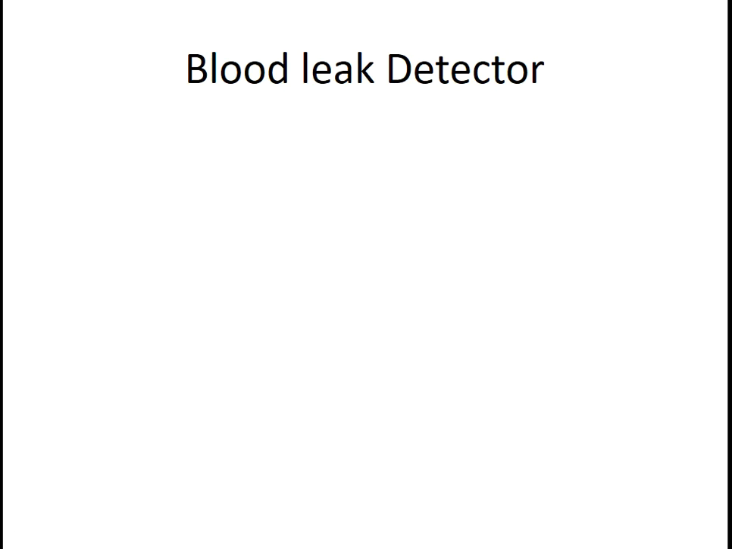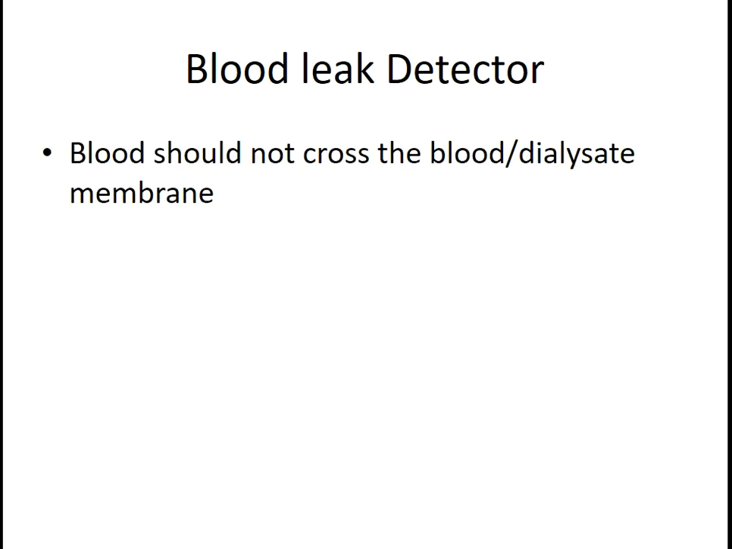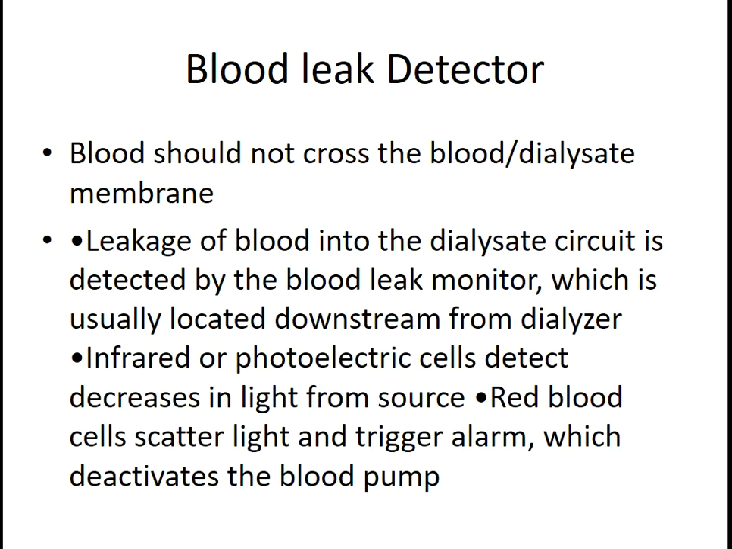Finally, the blood leak detector. Blood should not cross the blood-dialysate membrane. Leakage of blood into the dialysate circuit is detected by the blood leak monitor, which is usually located downstream from the dialyzer, depending on photoelectric cells, which detect decreases in light from the source. Red blood cells scatter light and trigger the alarm, which completely deactivates the blood pump flow.